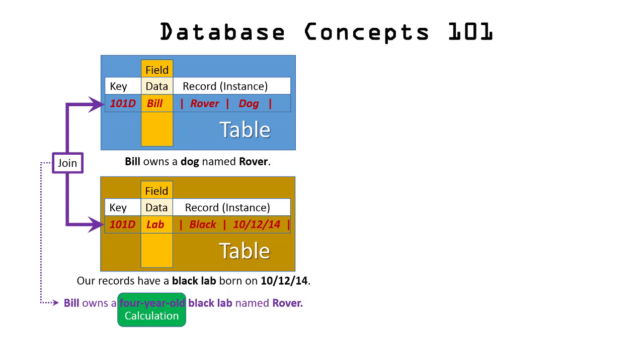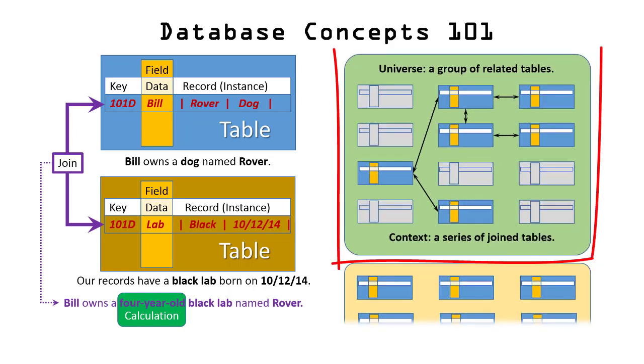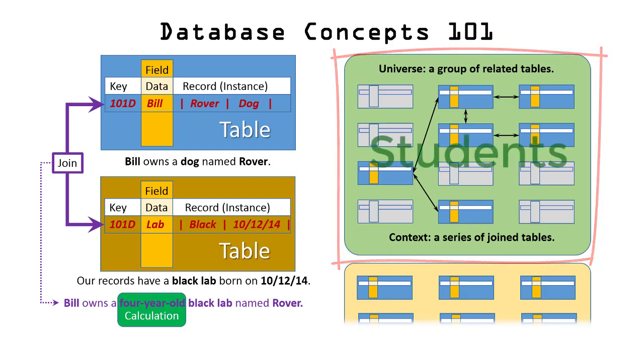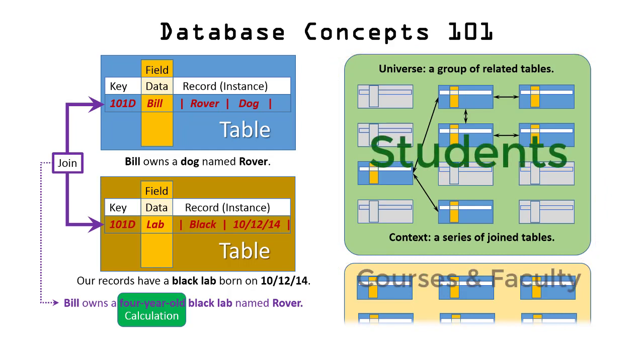Now we can combine the data in the two tables and even perform a calculation on one of the data fields to create new data, the age of the pet. In Business Objects, we have collections of related tables that we group into universes that share common focus, such as students or courses and faculty. Within these universes, the tables are linked in various ways.